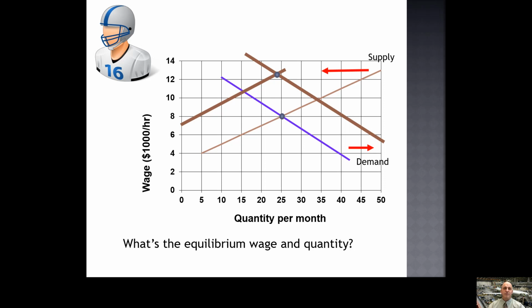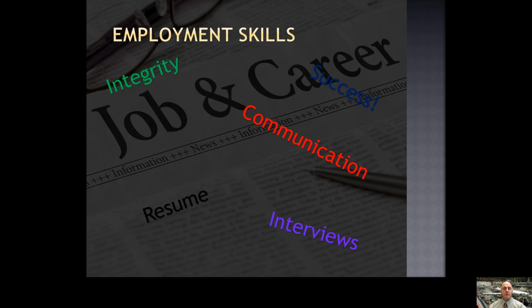So the reason that many people are paid different amounts has to do with the market for their particular product or their particular type of labor. So this is one point in the semester that I always like to remind students. As you enter the labor market, you need to make sure to really hone your employment skills.